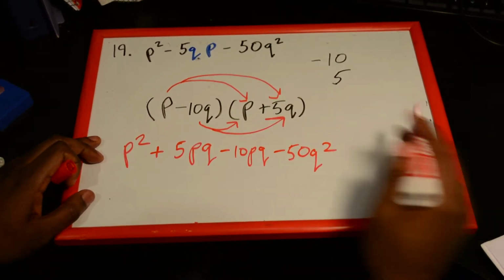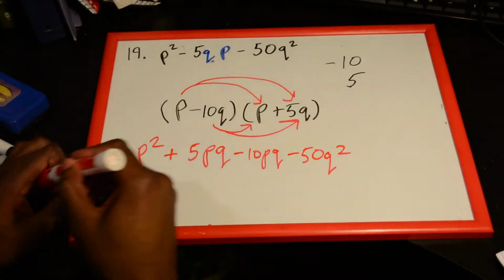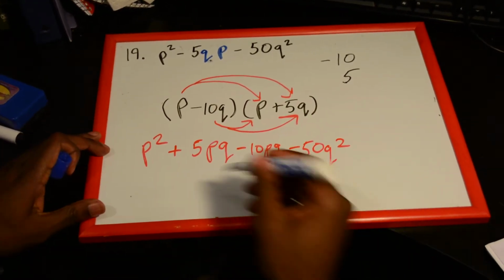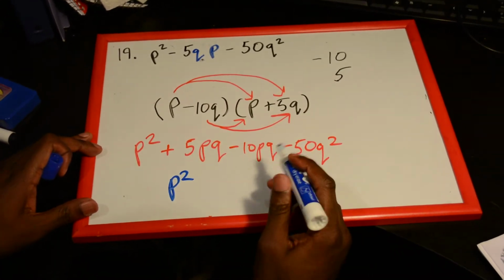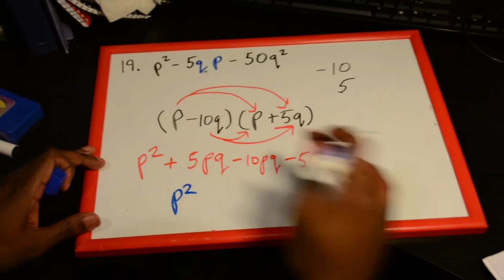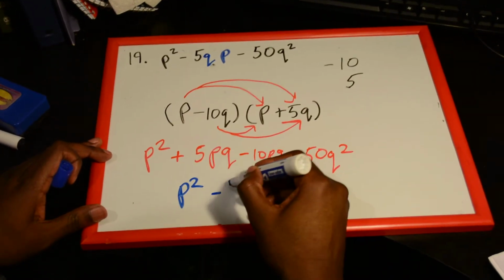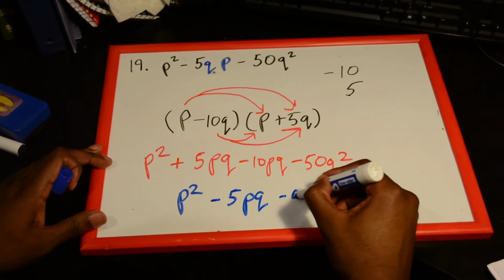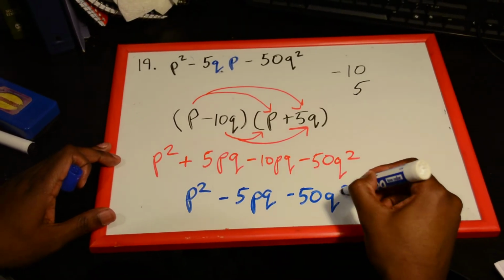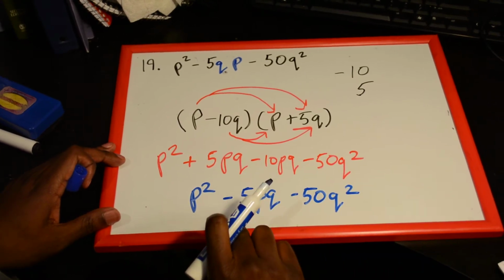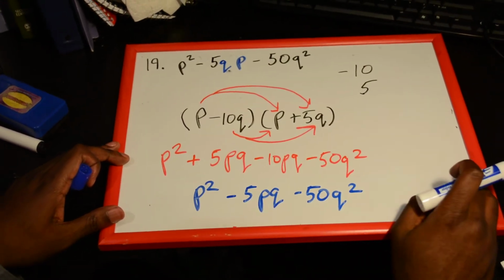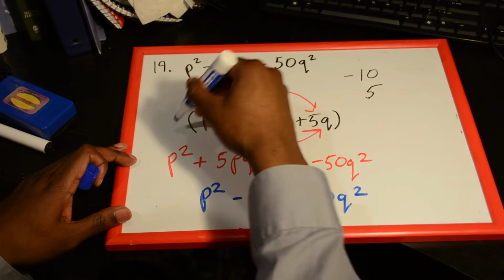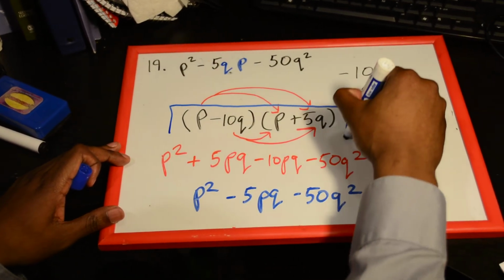All right? Now I just need to condense these middle terms right here. And I'm going to get p squared. 5pq minus 10pq is going to be minus 5pq. And this remains negative 50q squared. And this was our original equation. So this is going to be our answer right here.